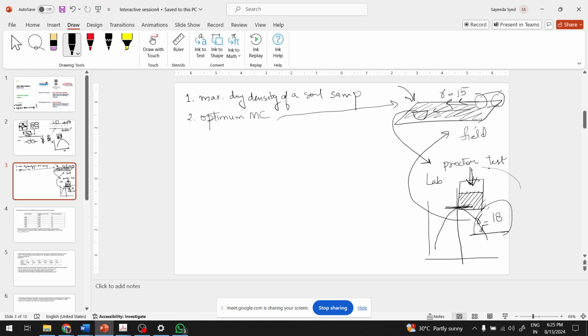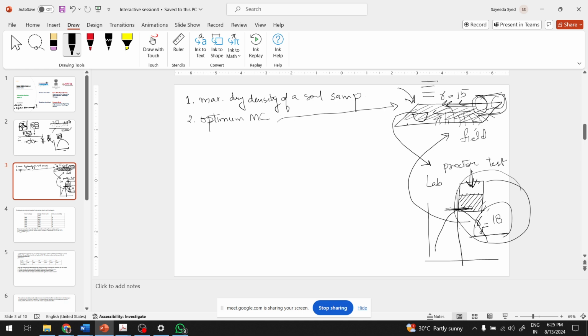The requirement of this test is that it will tell you, for the soil that you have, how much compaction it needs and how much compactive effort you should give it. So you can decide the number of passes of rollers, the height of layers in which you should pass the rollers and everything. So this is for preparation of the land before construction.